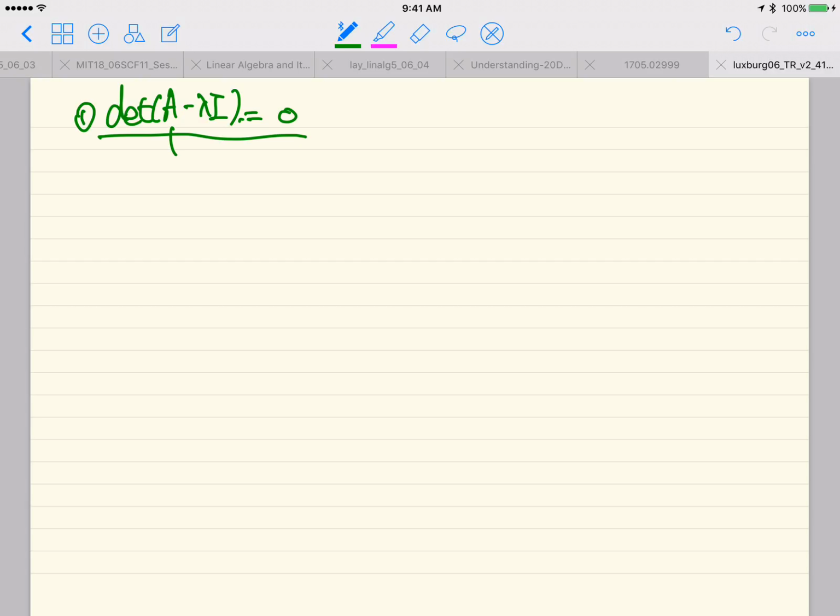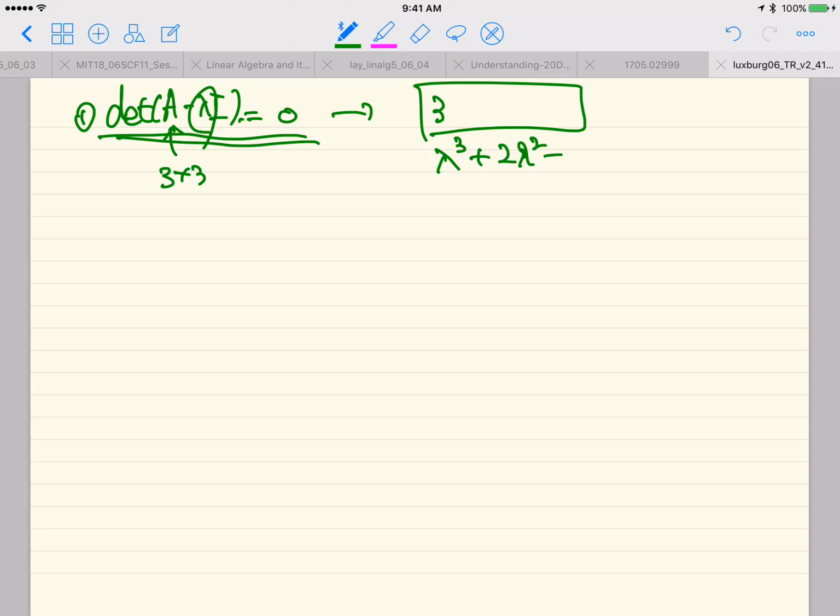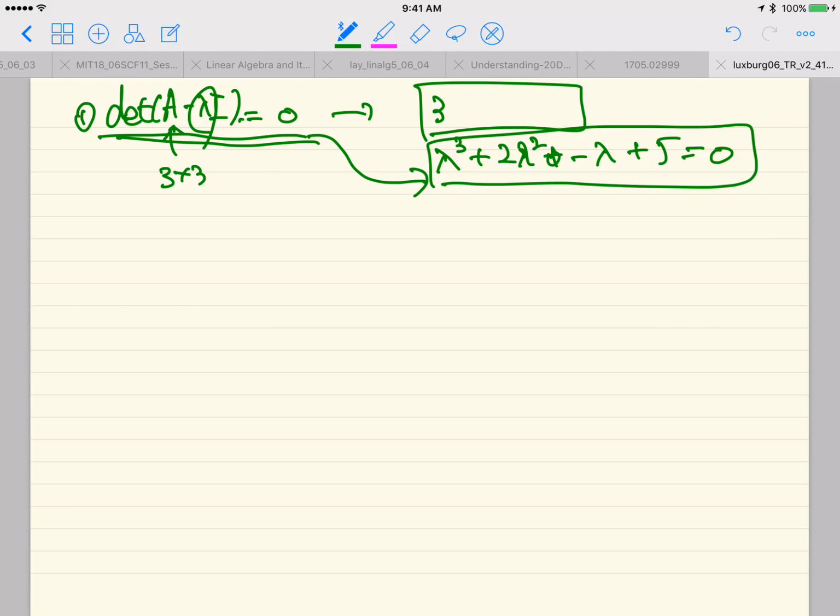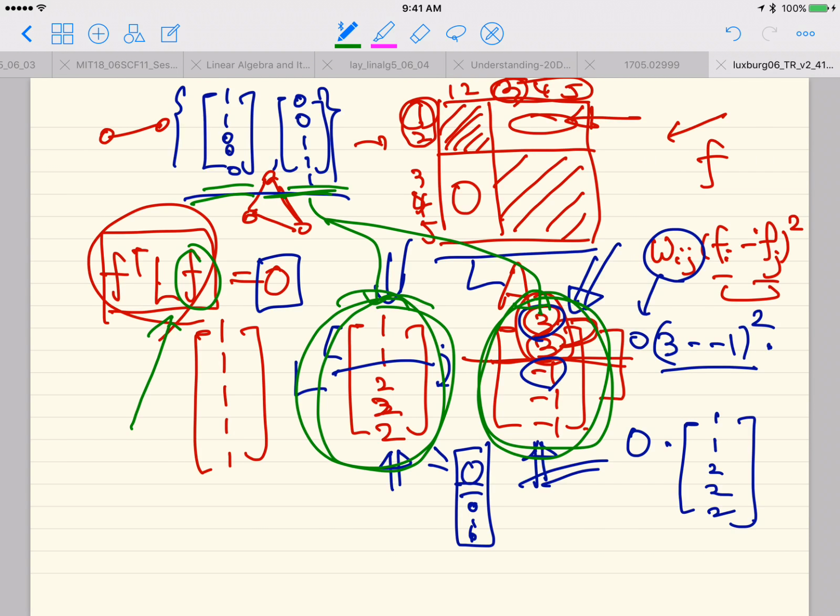So in the case of A being a 3 by 3 matrix, it will become a third order polynomial in terms of lambda. And this third order polynomial, just like lambda squared, maybe 2 lambda cubic and squared, and then minus lambda plus 5 equals 0. So you will have this kind of polynomial equation, and you will always have the solution of 0, because 0 will be your eigenvalue in this case.